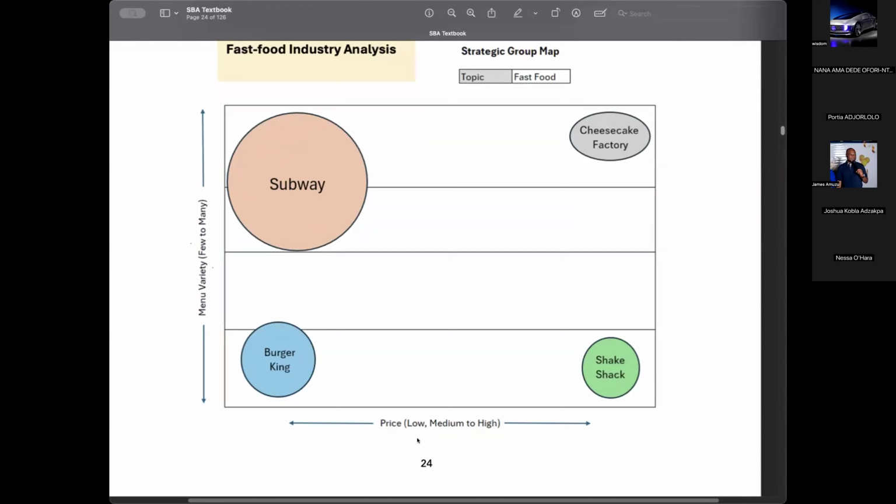Now let's place the company. What can we say about Subway from the drawing that we have? What can we say about Subway? Yeah, go ahead, Emmanuel. Yeah, high menu variety, low price. Good. High menu variety, so they're trying to make sure there are more options for you, but they are low price. Okay. Well, in Ghana, what comes to mind? Which kind of company comes to mind?